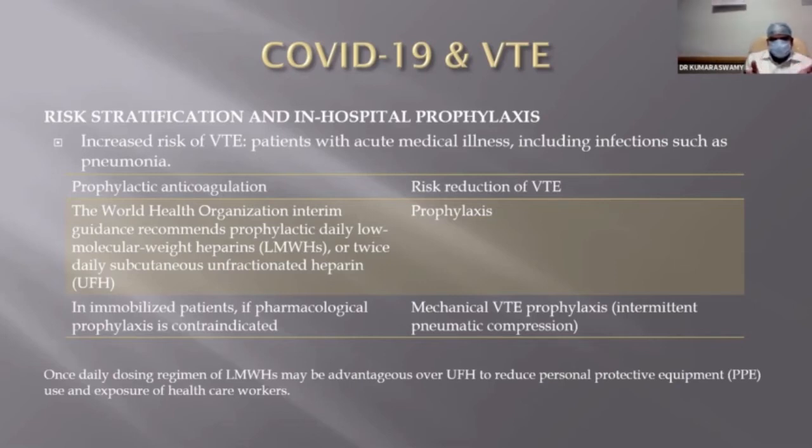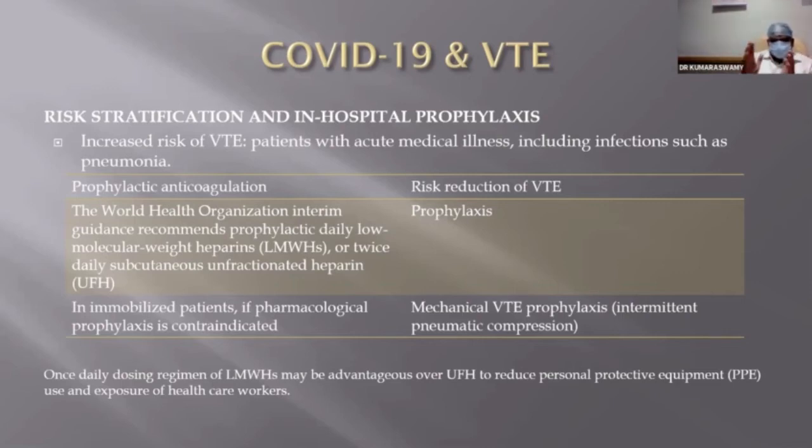Unfractionated heparin should be given BD or TDS doses. Normally they prefer BD dose, 5,000 international units BD. Low molecular heparin OD, because normally you will prefer low molecular heparin as it avoids wearing the PPE kit repeatedly and exposing the health workers to the COVID patients. Usually prefer low molecular heparin instead of unfractionated heparin.